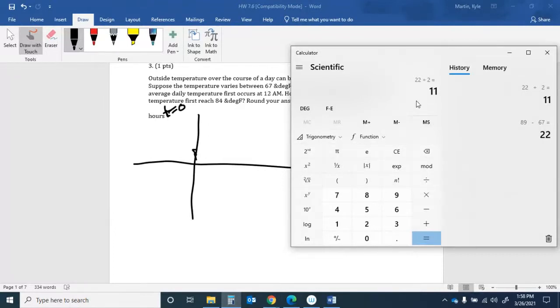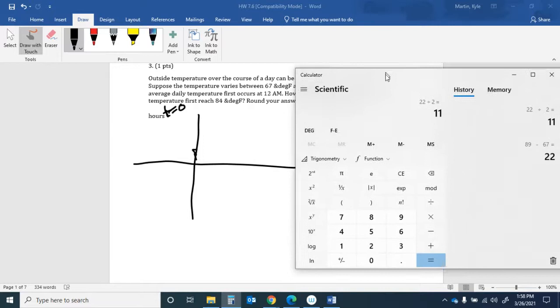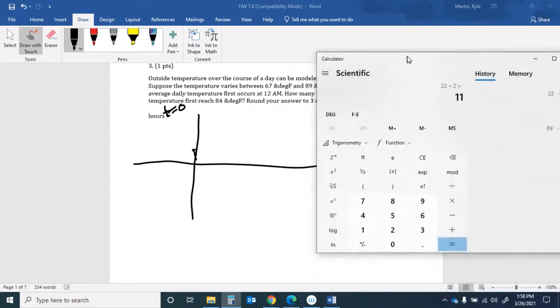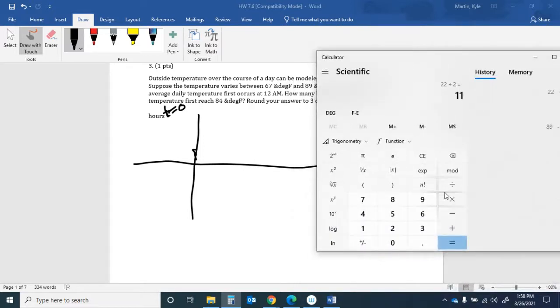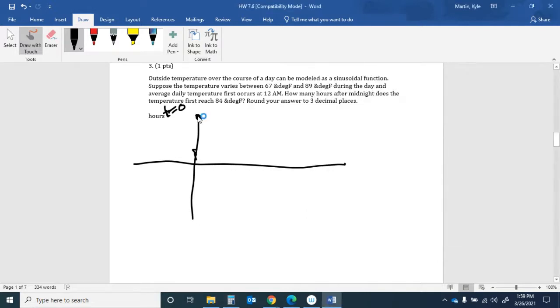I need to either go up from 67 or down from 89. It does not matter. But I need to find out what the average daily temp is. So let's add 11 to 67. So the average daily temperature is 78 degrees. And they're saying that at midnight we're at that average daily temp. So that's our midline. Our midline has equation y equals 78.